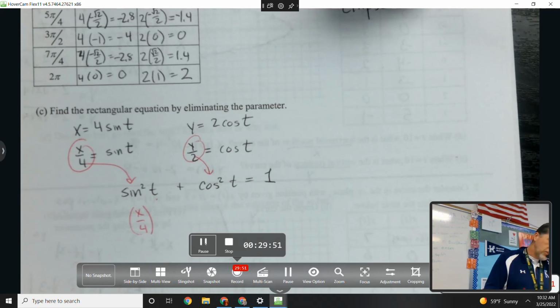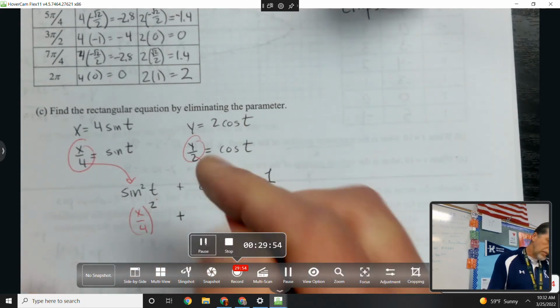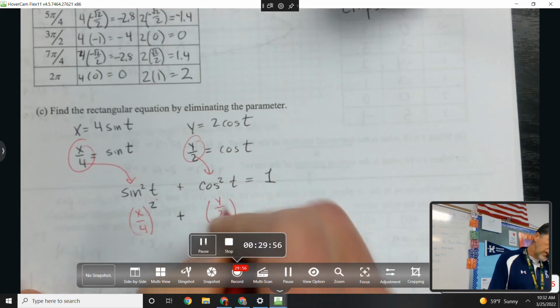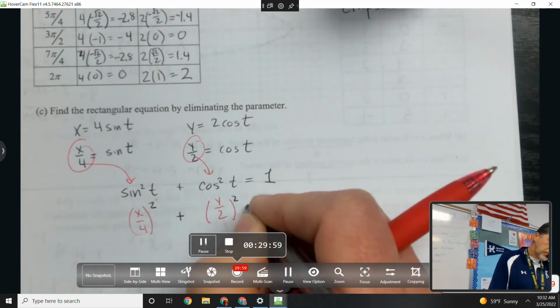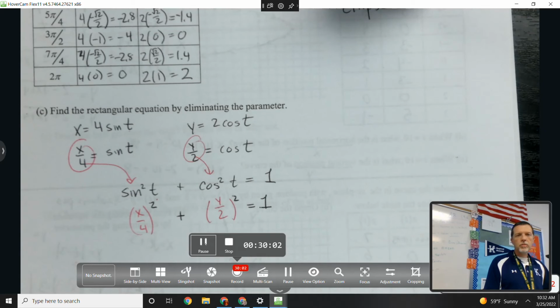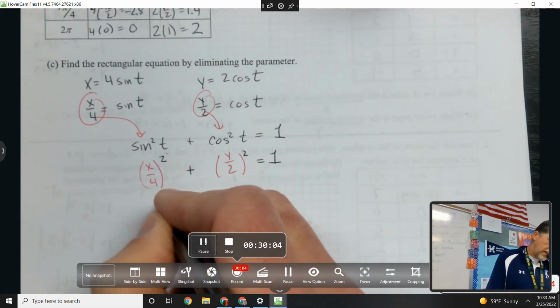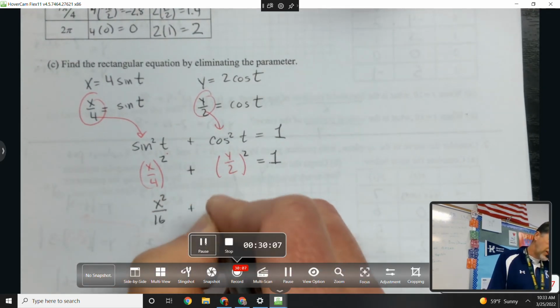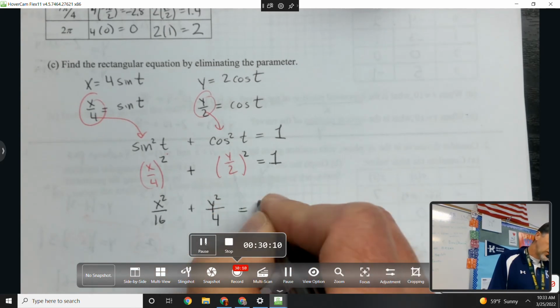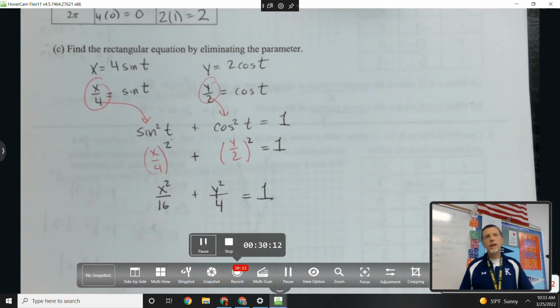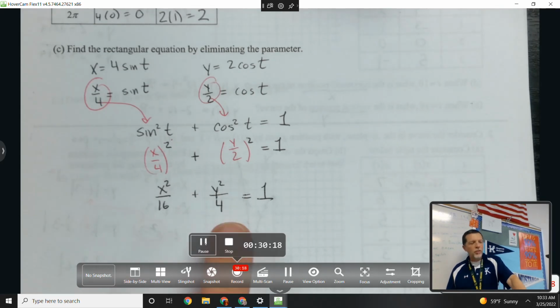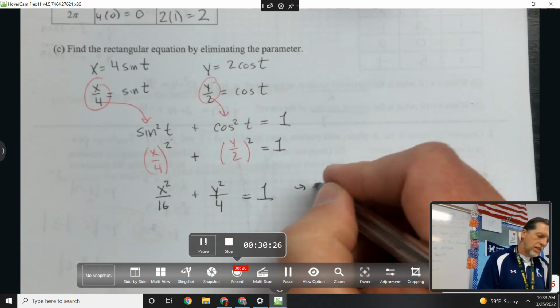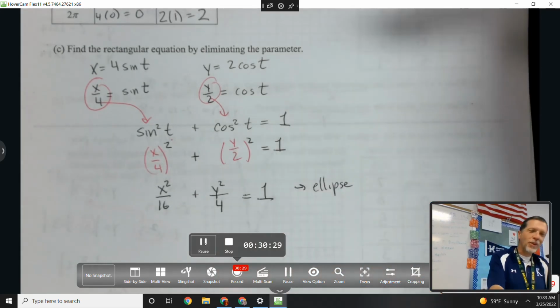So x over 4 squared plus y over 2 squared equals 1. So x squared over 16 plus y squared over 4 equals 1. Do you remember from those equations what shape that would make? I mean, the answer is kind of already there in the problem. That makes an ellipse. That's right, it makes an ellipse, a football, an oval.